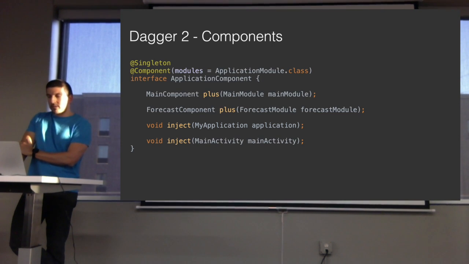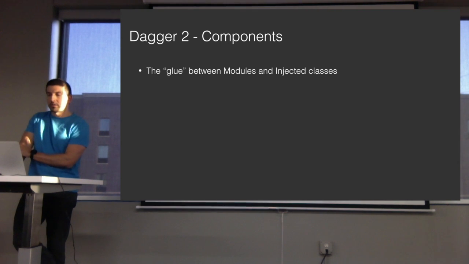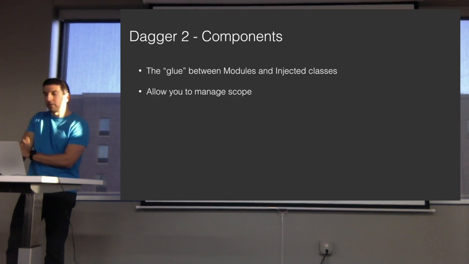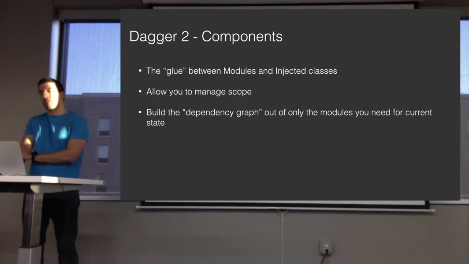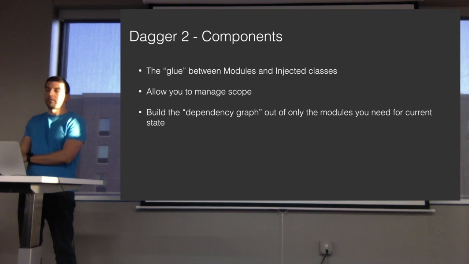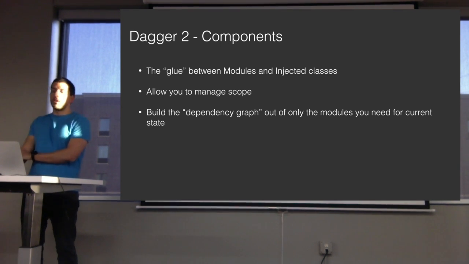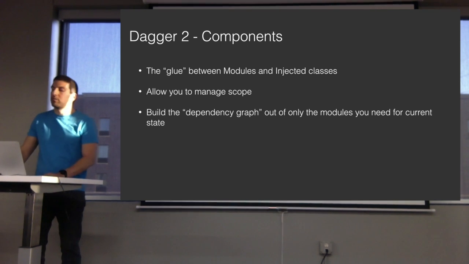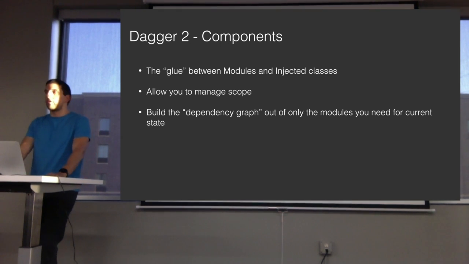All right, so in summary, components are the glue between modules and the injected classes. They are what you use to inject classes. They allow you to manage scope. You can build the dependency graph out of only the modules and components you need. And when you're done with them, you can throw them away piece by piece to allow those dependencies that you no longer need to be garbage collected, or just renewed if you're going to the same screen but in a different scope.